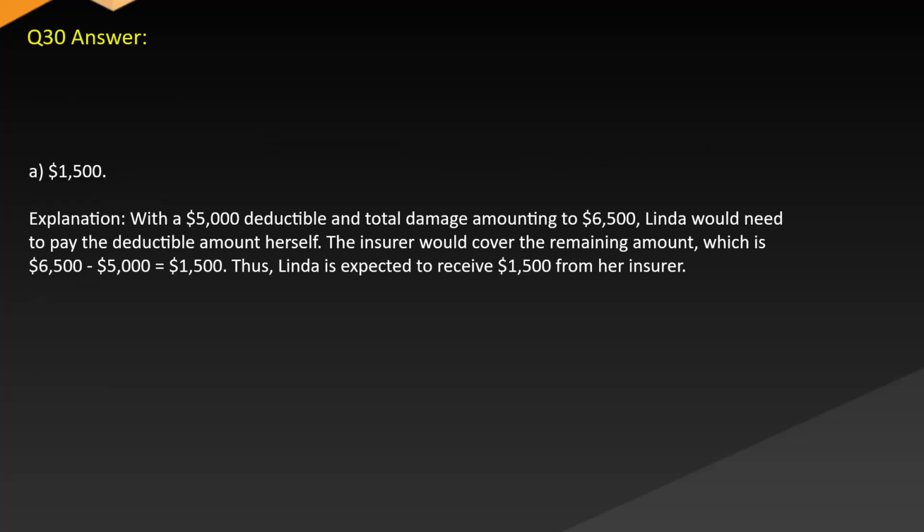Answer: A. $1,500. Explanation: with a $5,000 deductible and total damage amounting to $6,500, Linda would need to pay the deductible amount herself. The insurer would cover the remaining amount, which is $6,500 minus $5,000 equals $1,500. Thus, Linda is expected to receive $1,500 from her insurer.